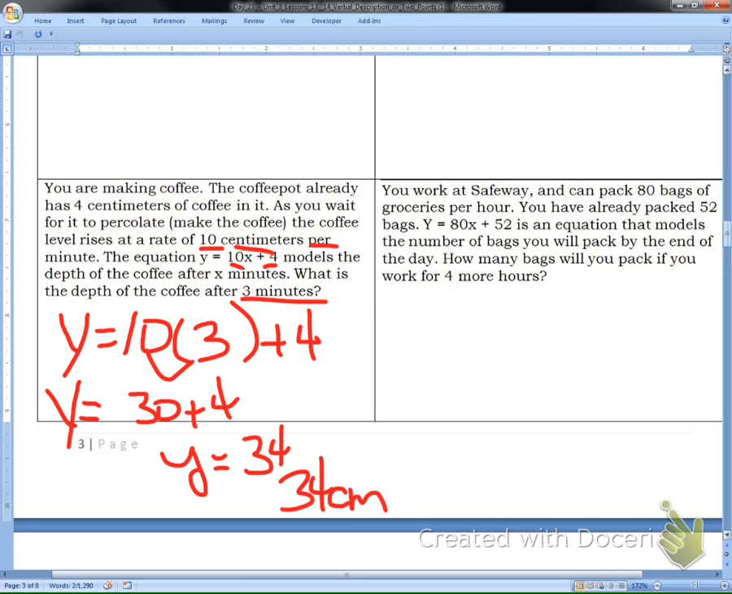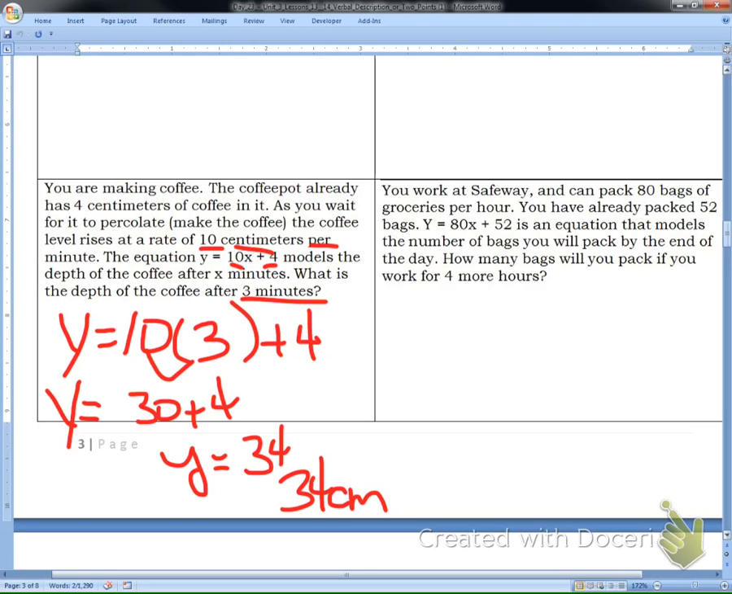So when you're solving these problems, you get an answer, ask yourself, does that even seem possible or make sense? $34 for a cup of coffee, for making a coffee pot, that doesn't seem right. Well, that's not what we're doing here. We're looking for the depth of the coffee pot. So that's where the 34 centimeters come in. All right, I want you to do the last example all on your own. Try to get all the way through it before you push play to check your work.